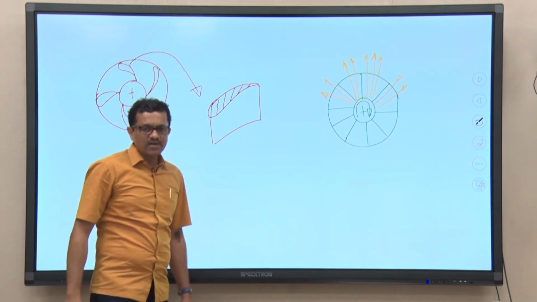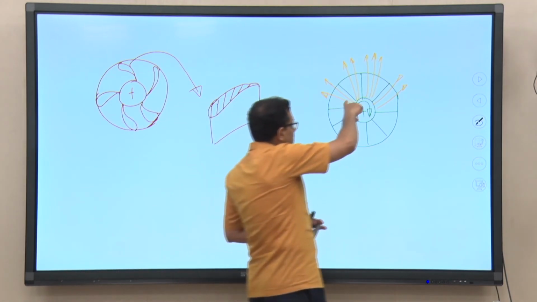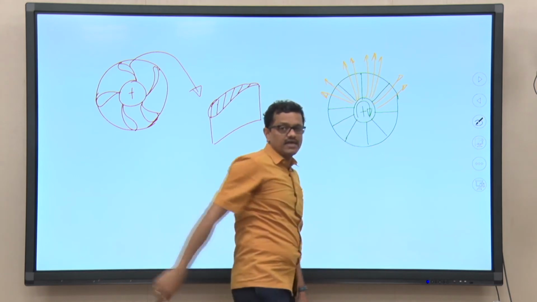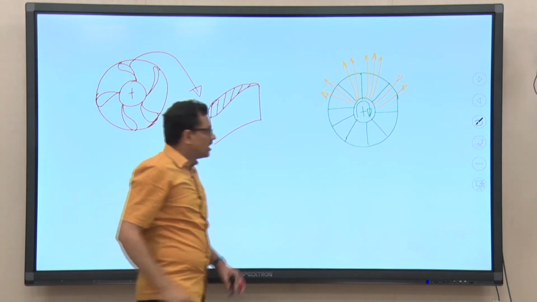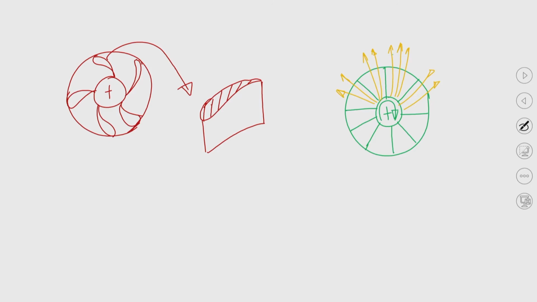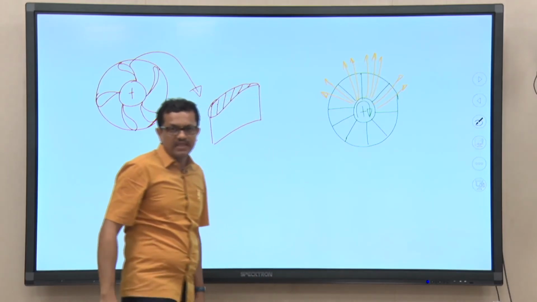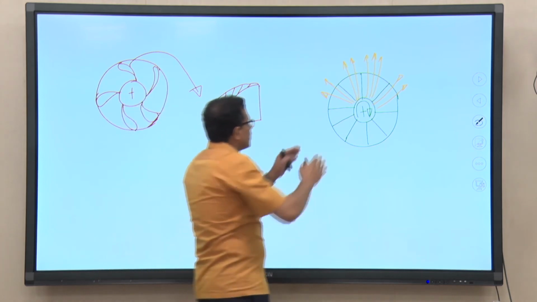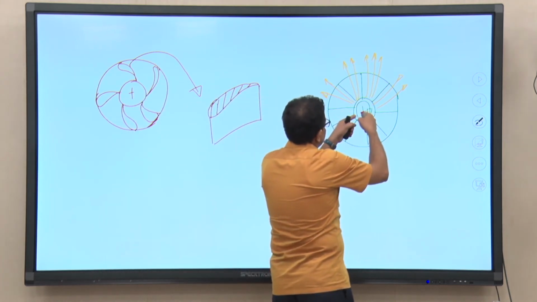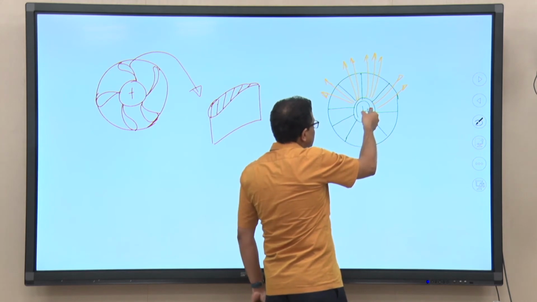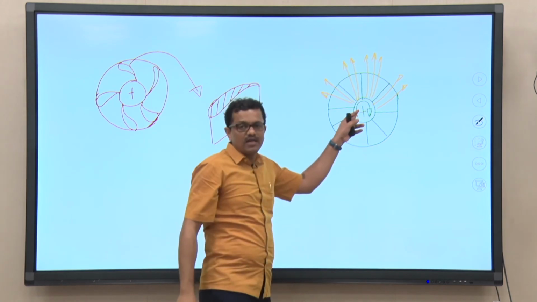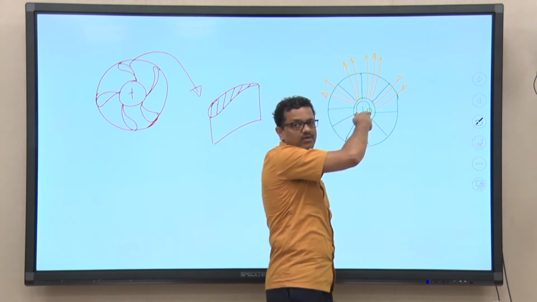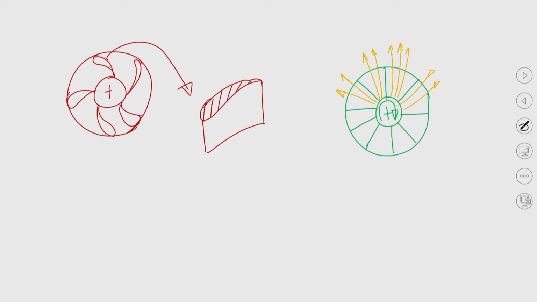So, at least you can understand that this impeller is rotating in the clockwise direction. Because of this rotation, one force will be acting in the direction perpendicular to the plane of this board, because the impeller is rotating with an angular velocity omega.